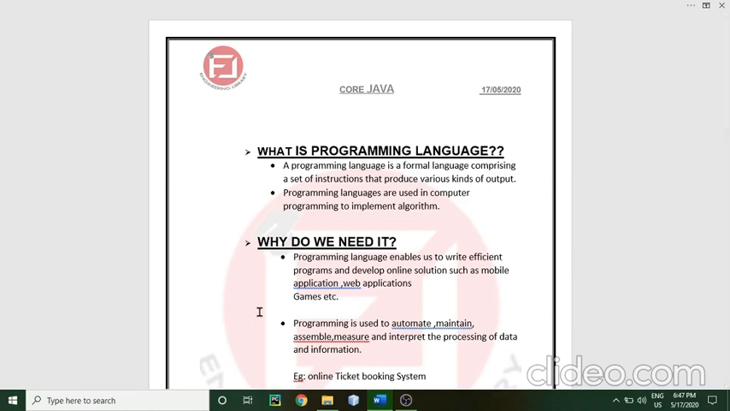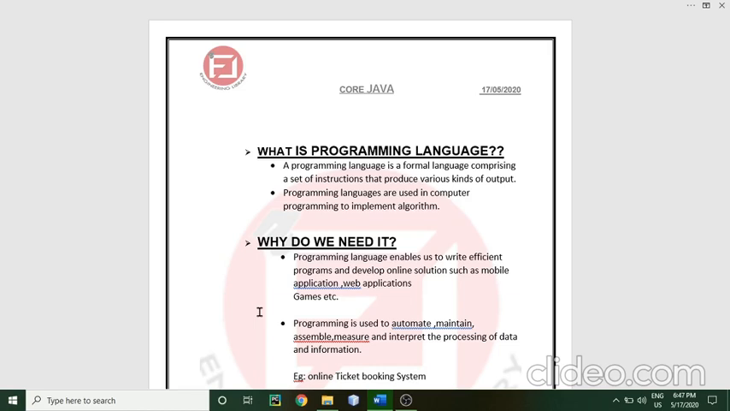Today I am going to start a video series on core Java. This is a highly demanded programming language like other object-oriented languages. So let's start my video. Before discussing core Java, I would like to tell you about the programming language first. So let's start with the programming language.